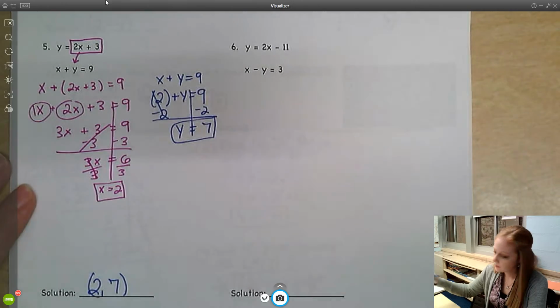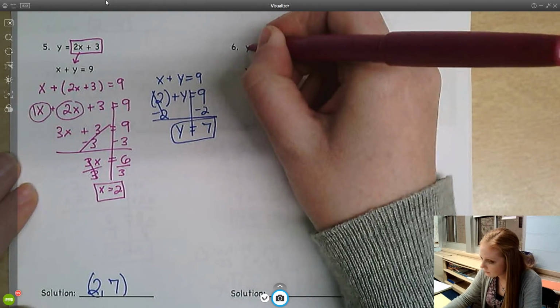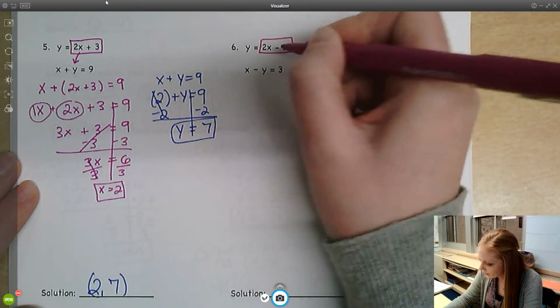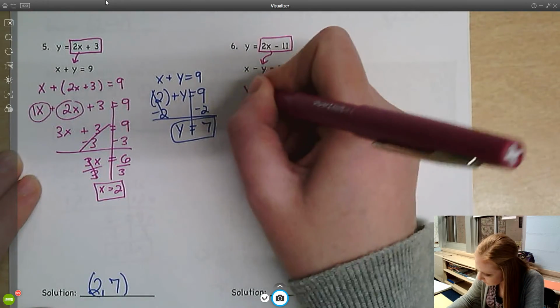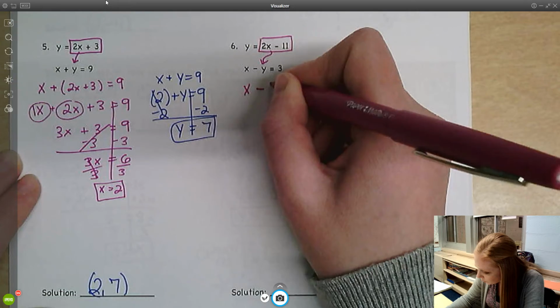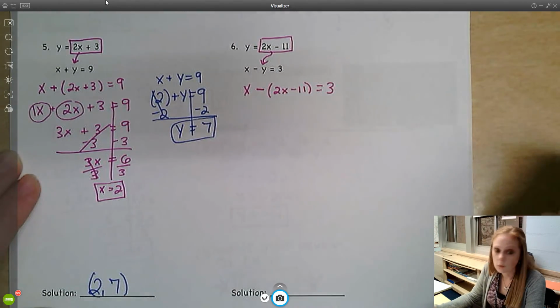Okay, number 6, we're looking for one that's by itself, so a variable that's by itself. So the y is by itself. So I'm going to take that 2x minus 11 and plug it in for the y. So my second equation, I'm going to rewrite it as x minus whatever y is. So x minus 2x minus 11 equals 3.